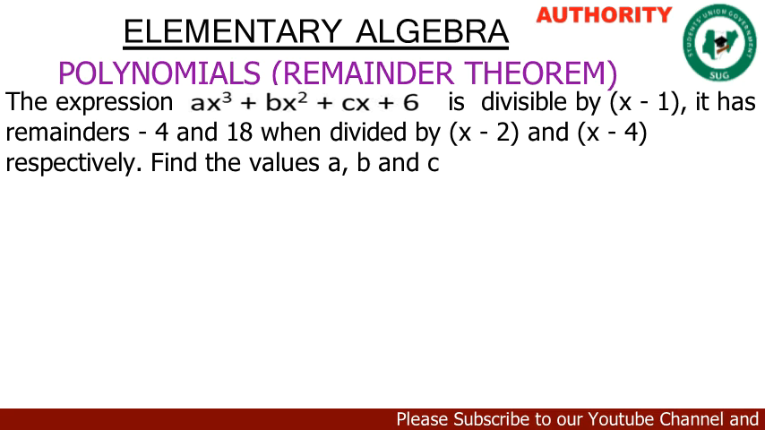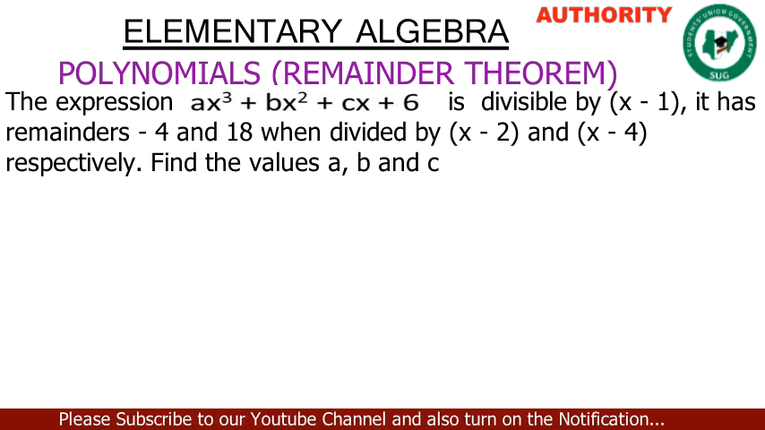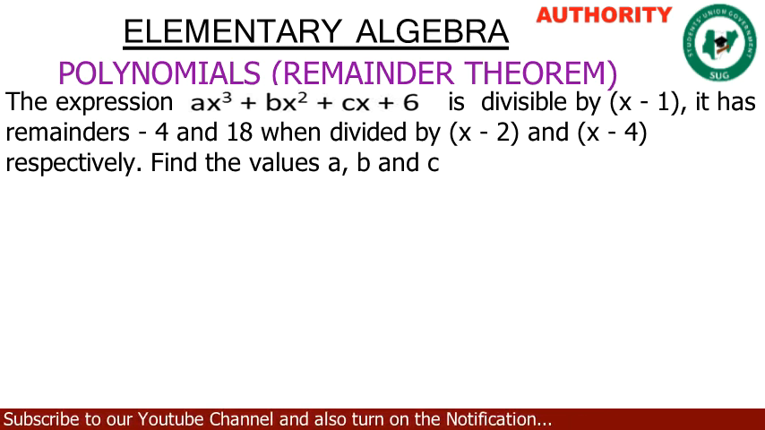What can we do about this question? We have an expression that is divisible by x minus 1, and when it is divided by another factor, it will leave a remainder. When it is divided by another, it will also leave a remainder too. Alright, let's pick their factors and then see what we can do.